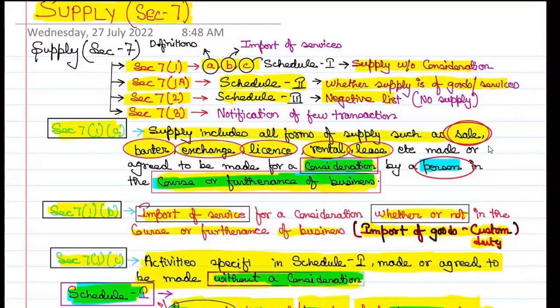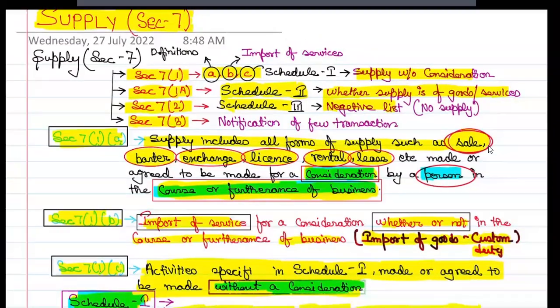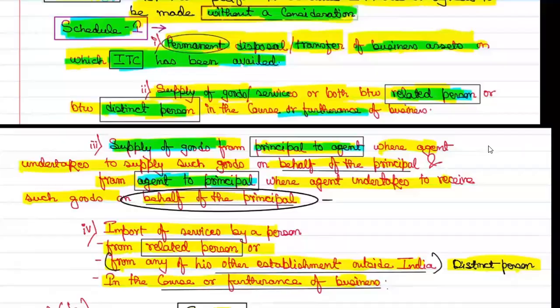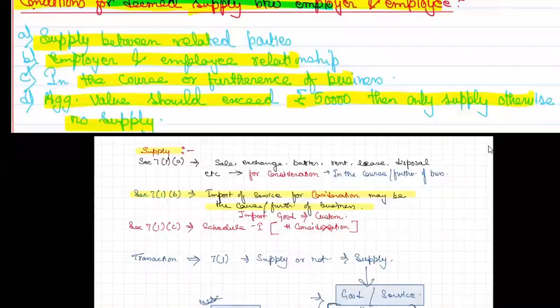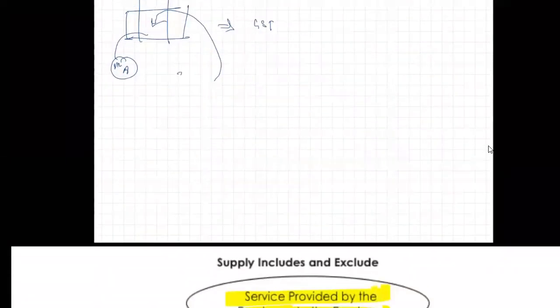Okay, we'll be continuing with our supply part. So till now what we have done, let's have a revision of that, and then we'll move on to the new part.